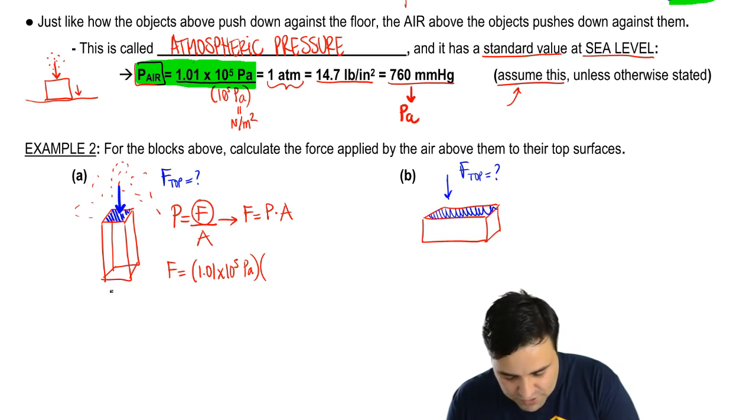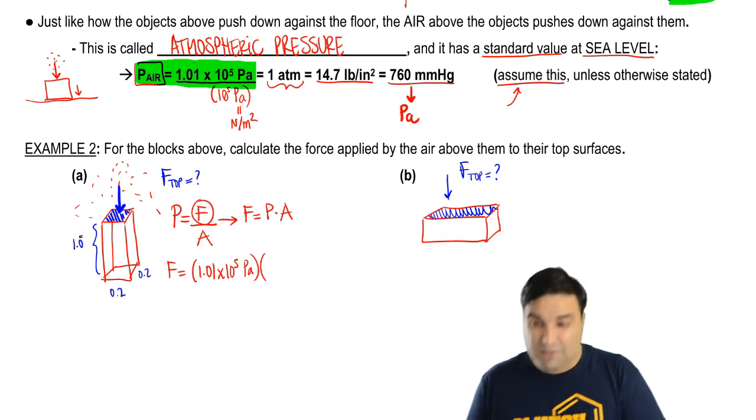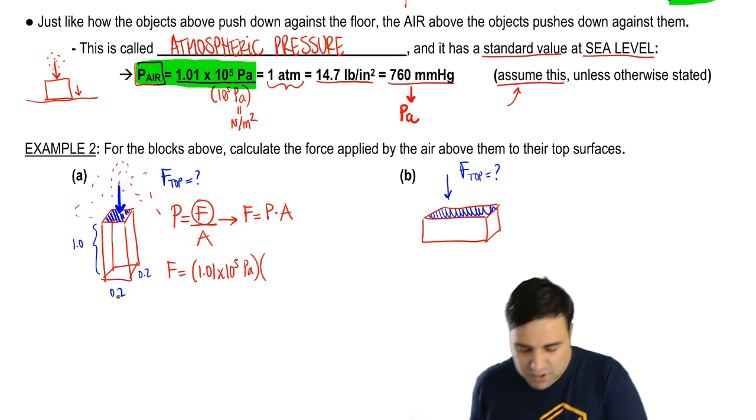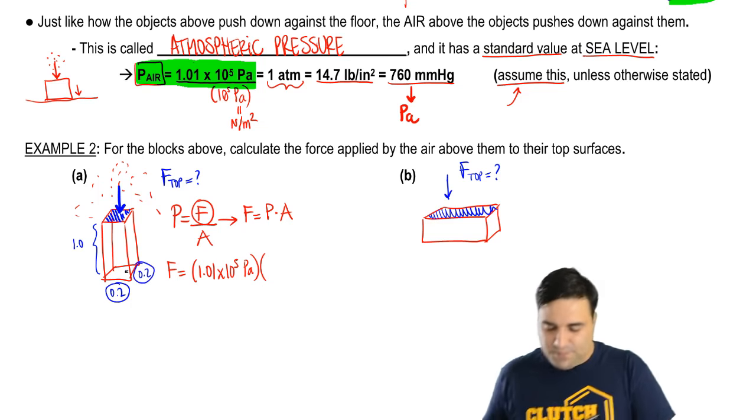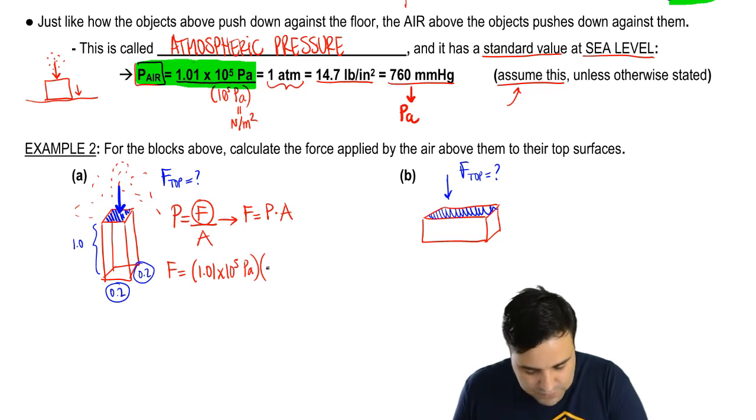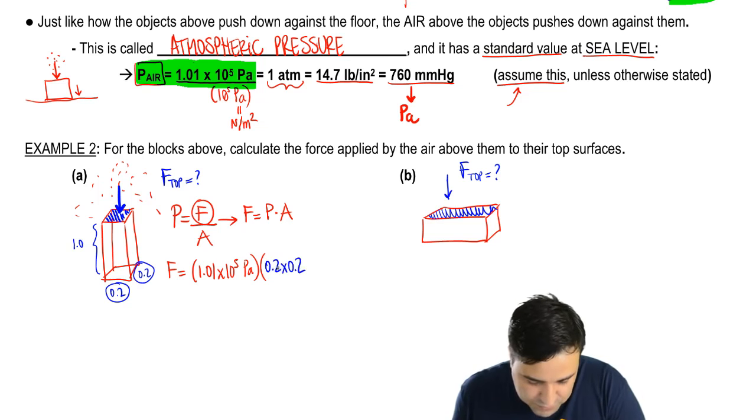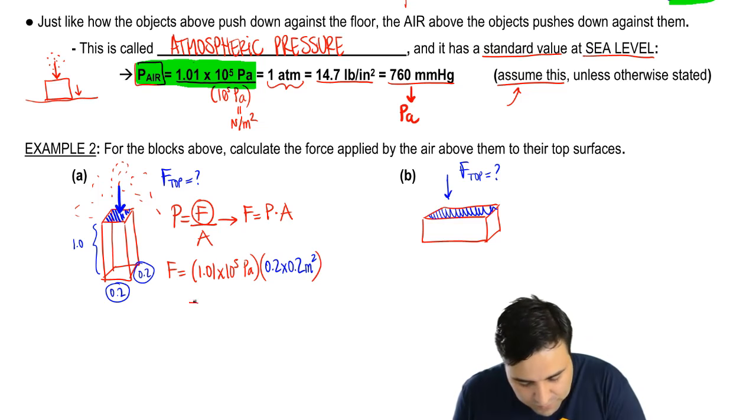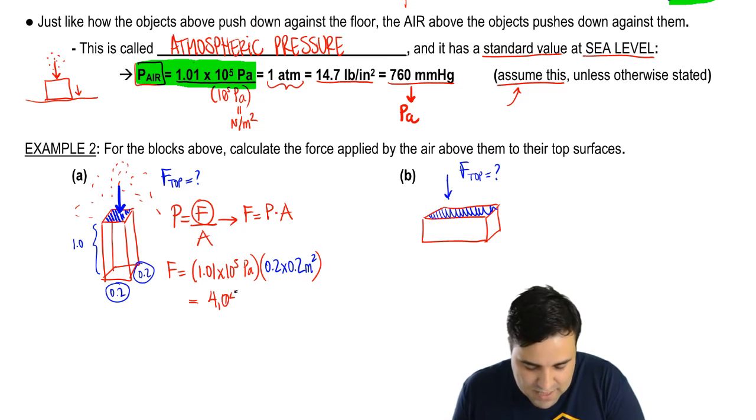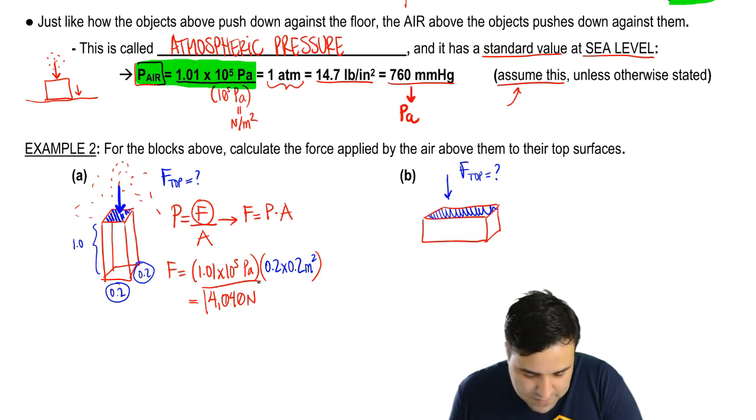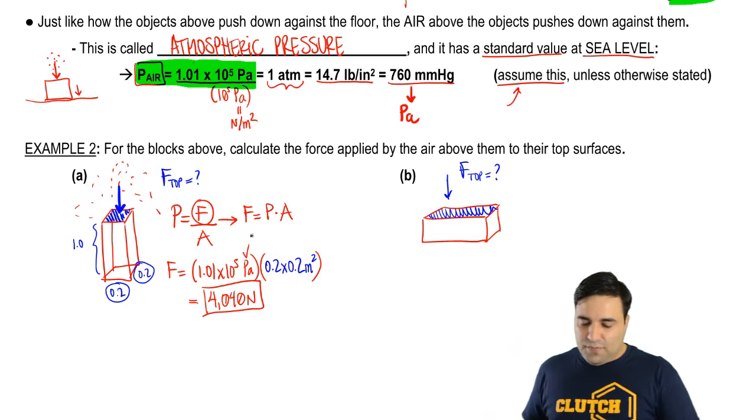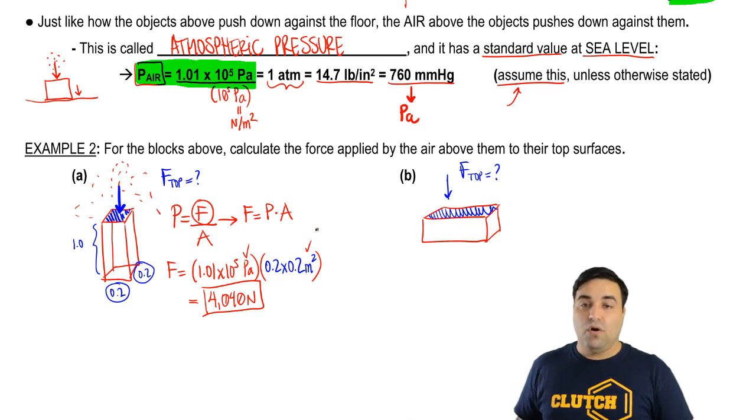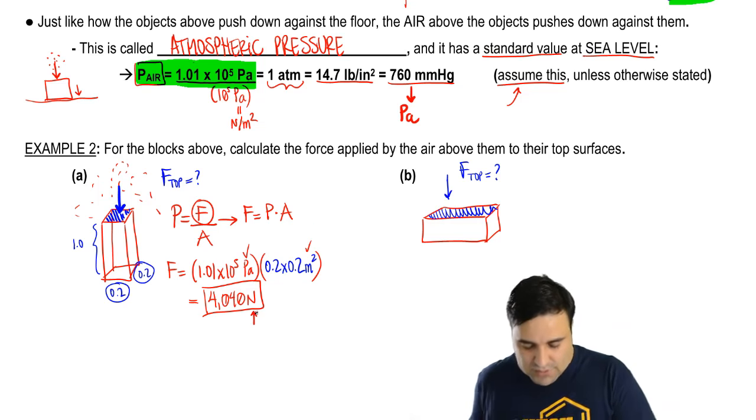If you remember, the dimensions here were 0.2, 0.2, and the height was 1. But if I want the top surface, I'm going to use these two measurements here. So 0.2 times 0.2, it's meters times meters, so it's square meters. If I multiply this, I get 4,040 newtons. Now, notice how I use the standard unit for pressure and the standard unit for area. Therefore, when you combine those two, you get the standard unit, newtons, for force.